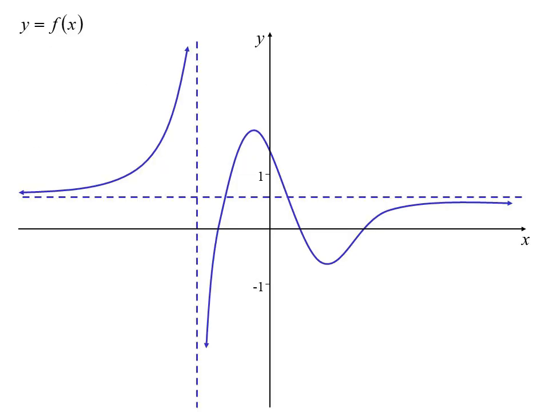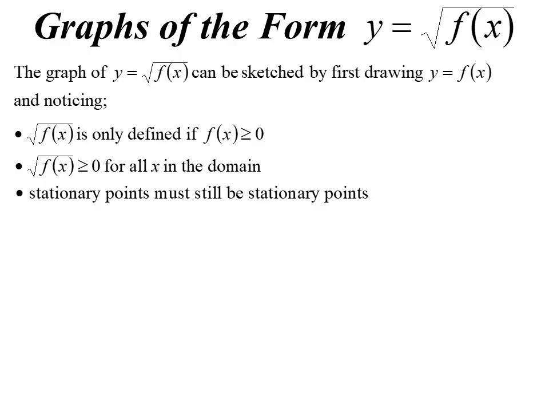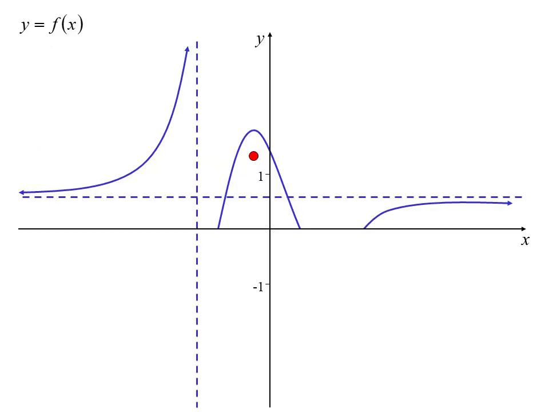Okay, here's a random graph then. Well, that means this bit below doesn't exist anymore, and this bit below doesn't exist anymore. It's no longer in the domain. Stationary points will still end up being stationary points. Yes, the y value might change because you're finding the square root of the y value, but on those x values. So I know then that up here, that's still going to be a stationary point, but I'm finding the square root of a number bigger than 1. So it's going to stay bigger than 1, but it'll be a smaller number. So it comes down a bit.